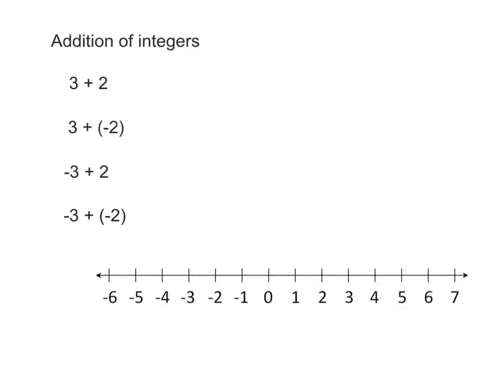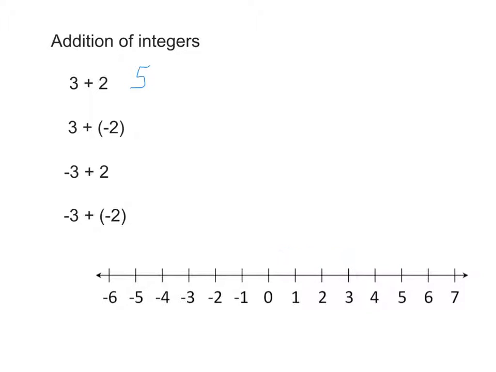When we add integers, sometimes it's pretty easy to do. The addition of integers is pretty simple whenever we have two positive numbers. For instance, 3 plus 2 we know is 5. That's because on the number line, once we get to 3, I'm just adding 2 more in the same direction, and I end up at 5.